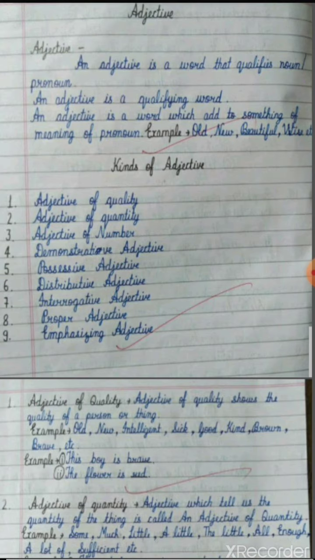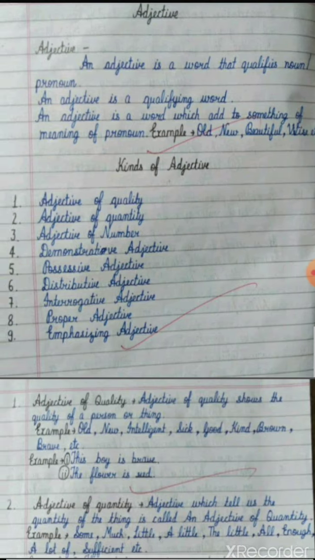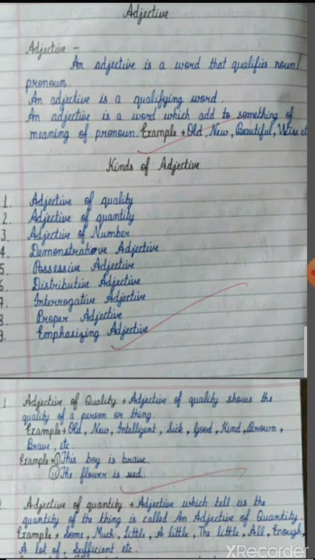Before starting adjectives, I would like to share with you what an adjective is, what the definition of an adjective is. As you are watching on your screen, an adjective is a word that qualifies a noun or pronoun. That means an adjective qualifies a noun or pronoun, and it is a qualifying word. And one more thing, an adjective is a word which adds something to the meaning of a noun or pronoun. That means it is used for a noun or pronoun.